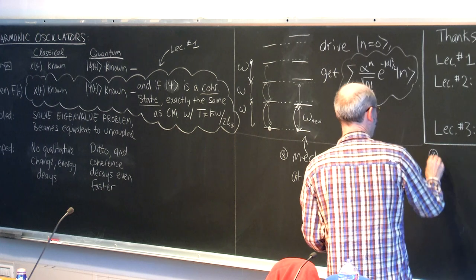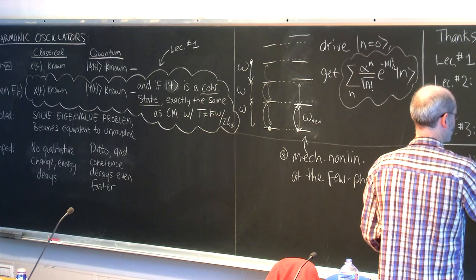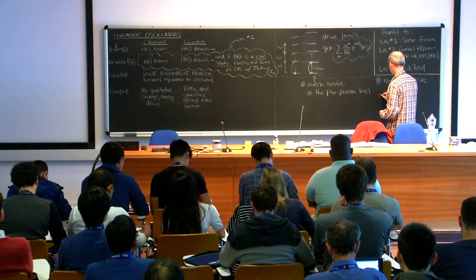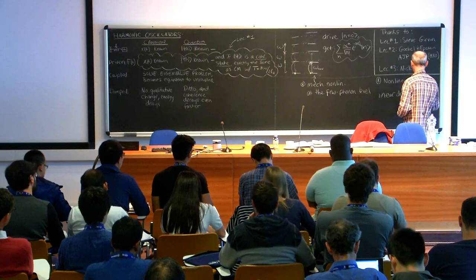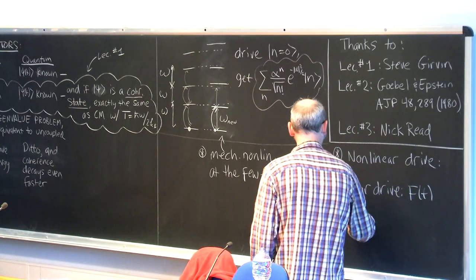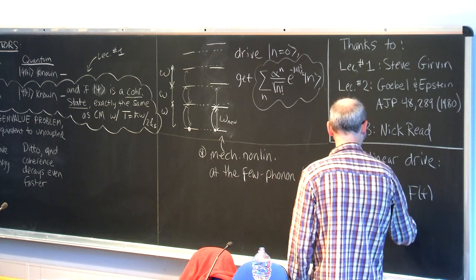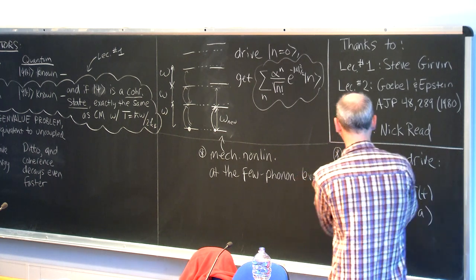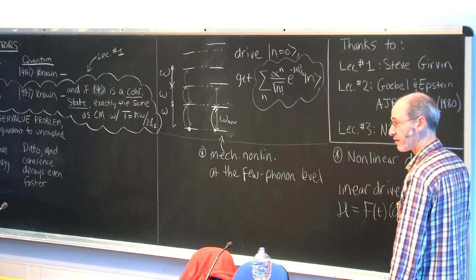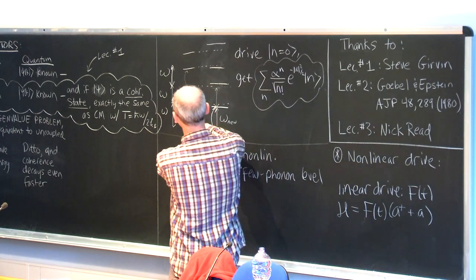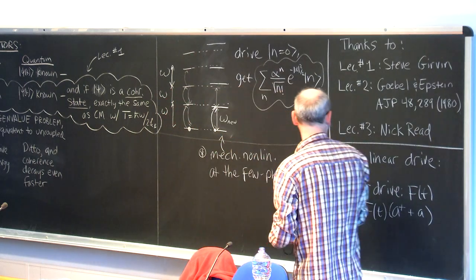Another approach would be to make the drive nonlinear. So let me remind you first what the linear drive looks like, which is the one that we considered. It was just a time-dependent force, which turns into a Hamiltonian of that time-dependent force times the position operator, which is A dagger plus A. So this means it's a term in the Hamiltonian that can raise you up by a level or lower you down by a level. And that's why applying it pops you from here up to here, and then here, and then here, and down again, and fills up all the rungs of this ladder.